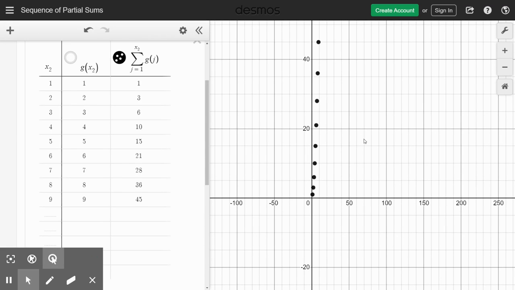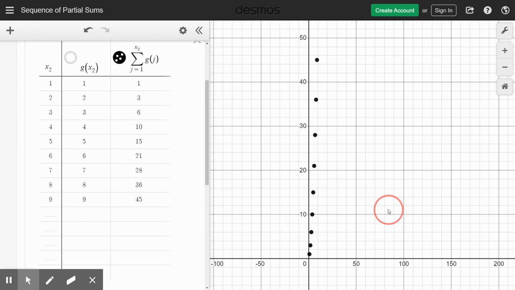So the location of this point is (1, 1). That's why you see it all the way here. The location of the second partial sum is going to be (2, 3). Then followed by (3, 6), which would be about here. Then (4, 10), which is about here. (5, 15), which is about here, and so forth. So that's how we are plotting those values.